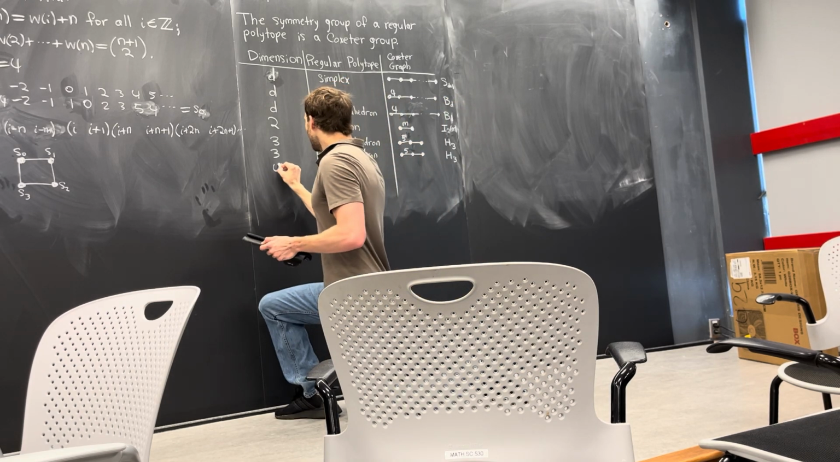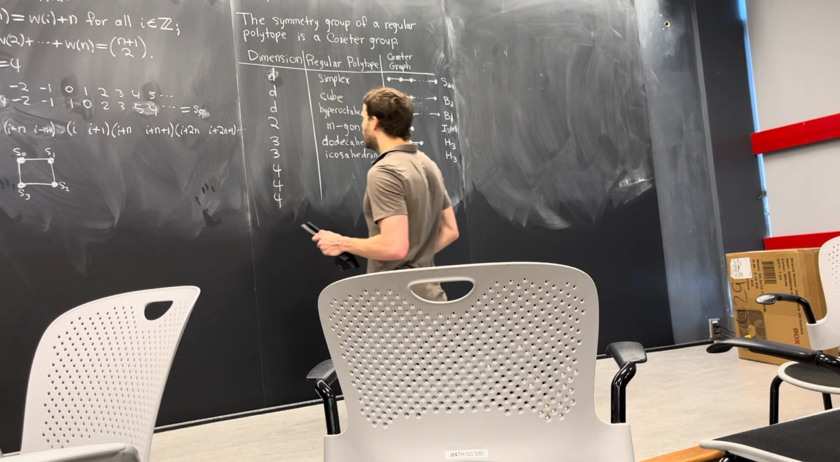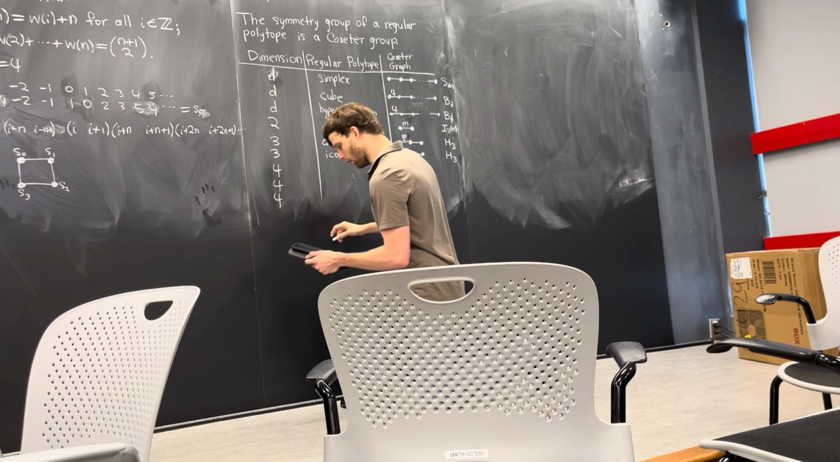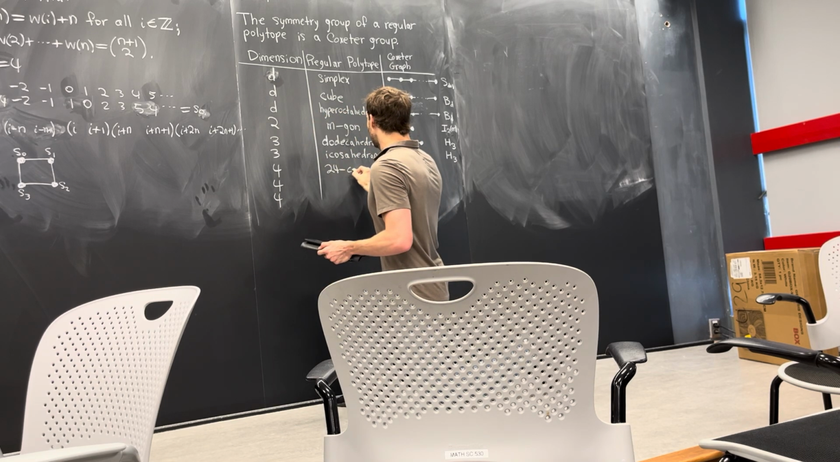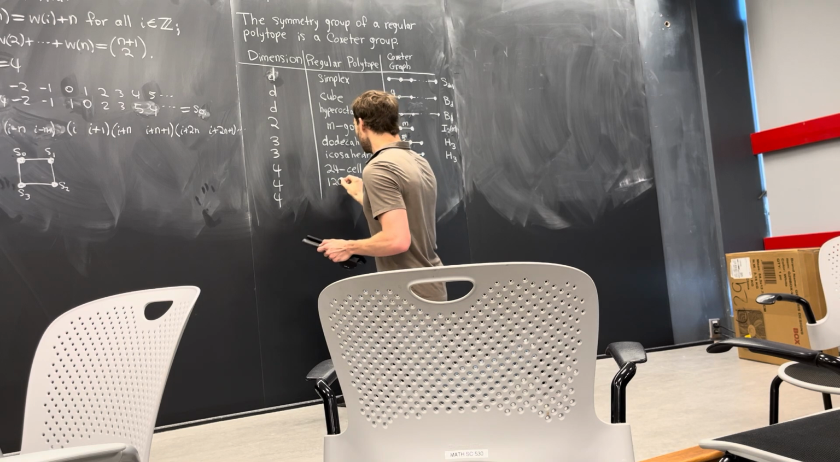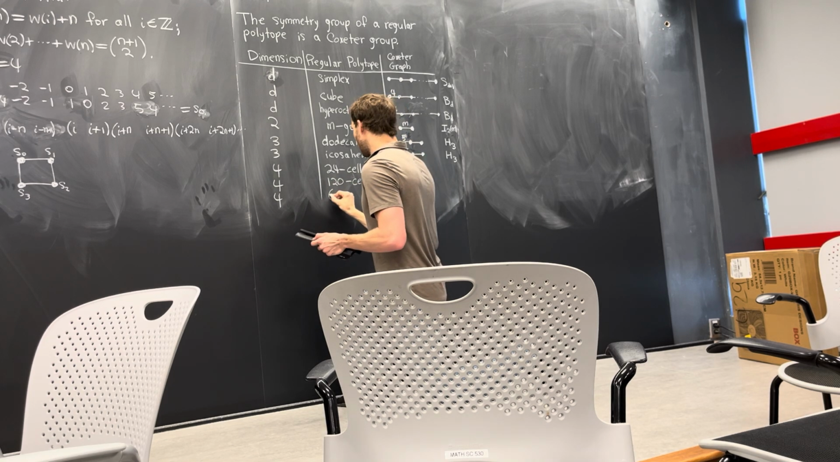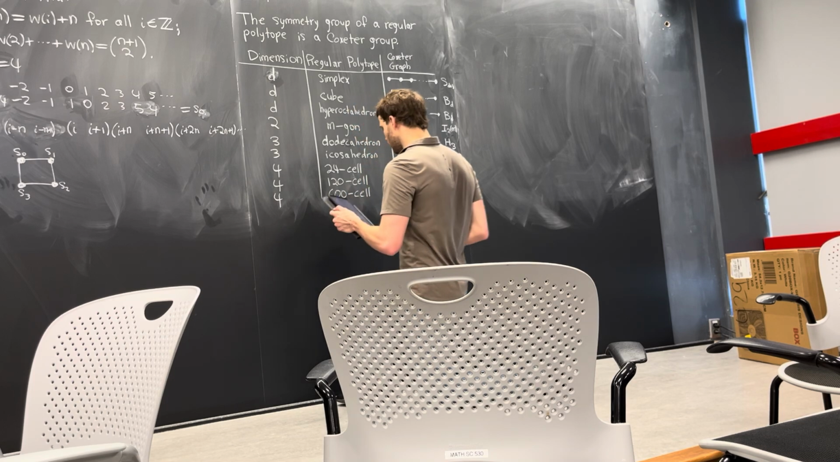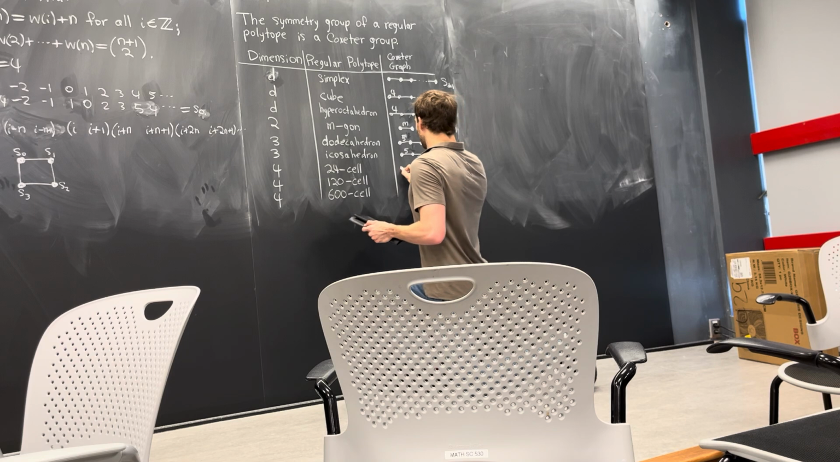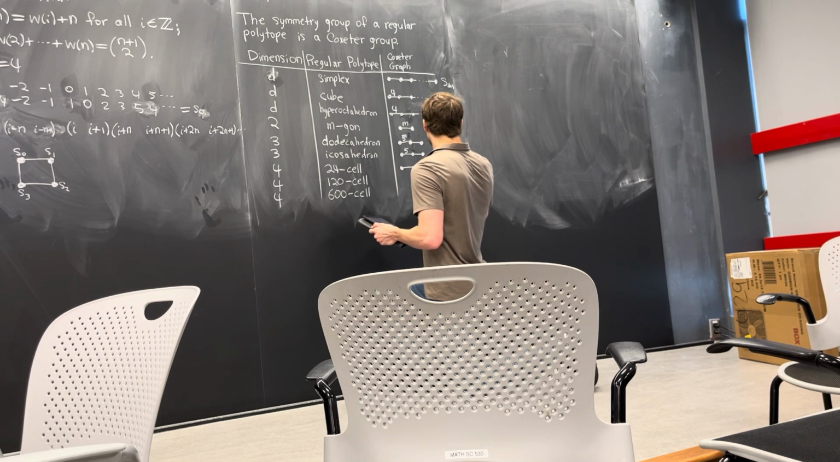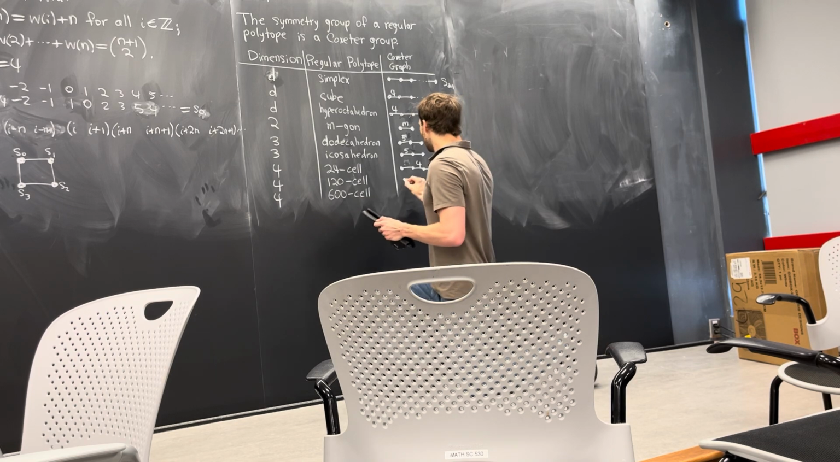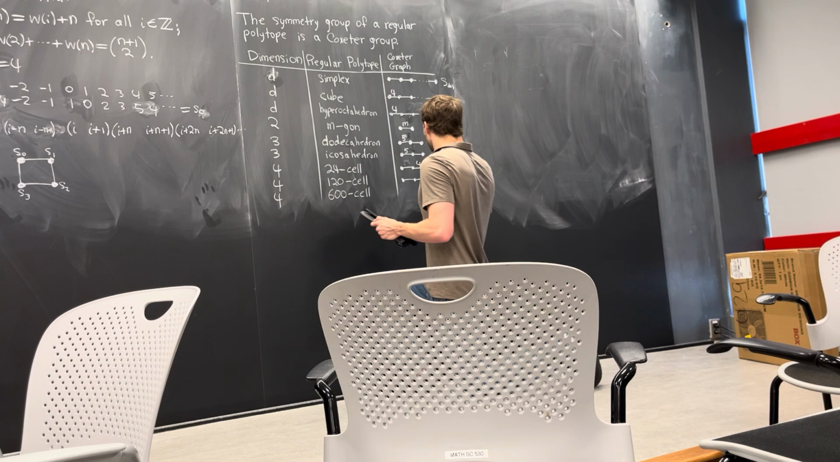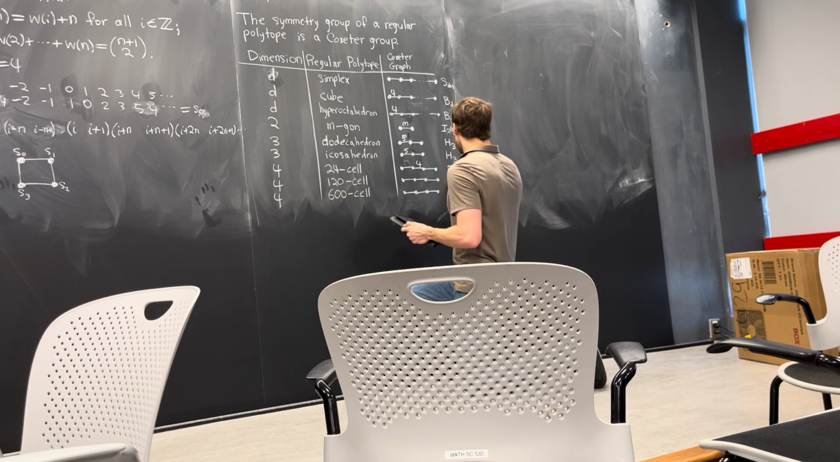And then in 4 dimensions, there are 3 other regular polytopes, and they have less creative names. They are called the 24 cell, the 120 cell, and the 600 cell. The symmetry group of the 24 cell is called F4, so that looks like this. And for the 120 cell and the 600 cell, they have the same symmetry group, which is called H4.